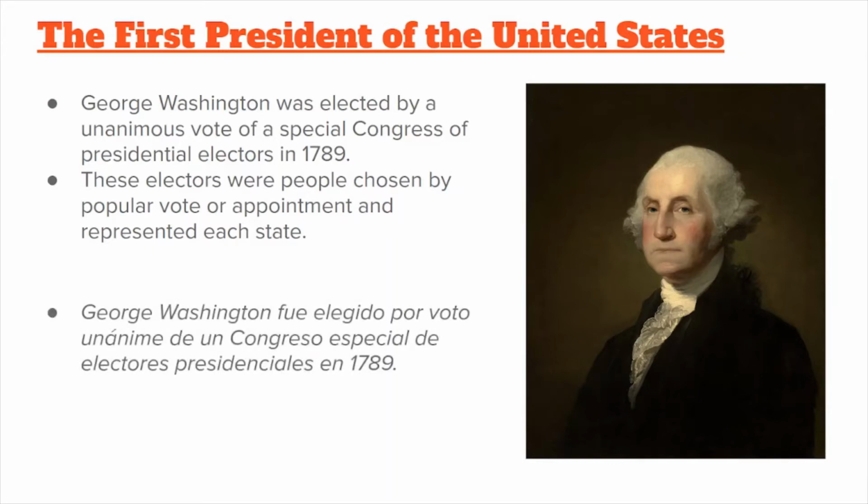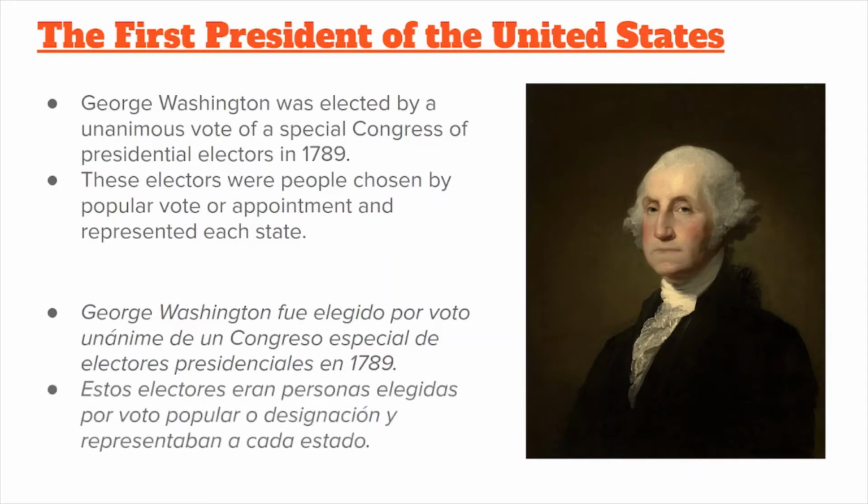George Washington fue elegido por voto unánime de un Congreso especial de electores presidenciales en 1789. Estos electores eran personas elegidas por voto popular o designación y representaban a cada estado.